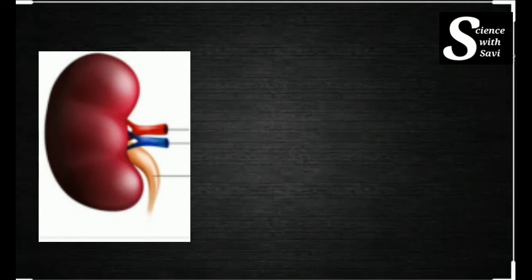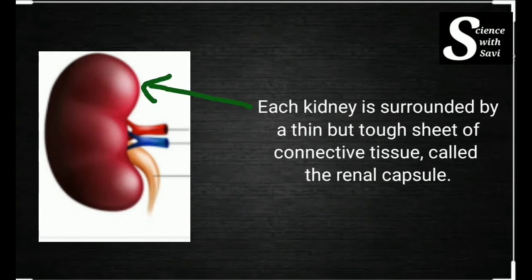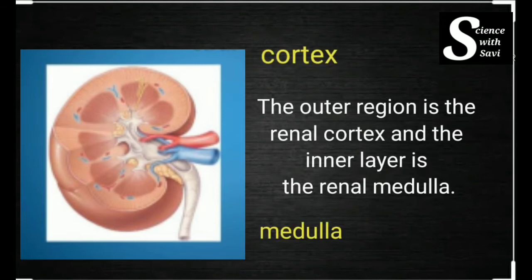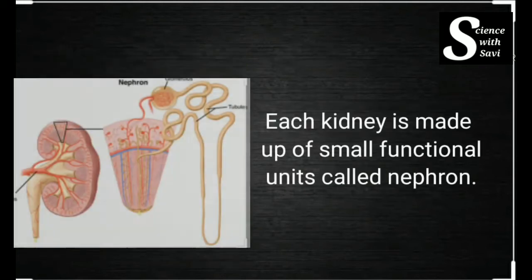This kidney is surrounded by a capsule which is called the renal capsule. It is a thin, tough and transparent layer of connective tissue and it protects the kidney. Inside the kidney, if we do a frontal section, that is, if I cut it from the middle into two halves, you will find two regions, very clearly visible in the picture. One is the outer region, which is called the renal cortex, and the inner zone, which is called the renal medulla. This kidney is made up of the smallest functional units, which are called the nephrons.